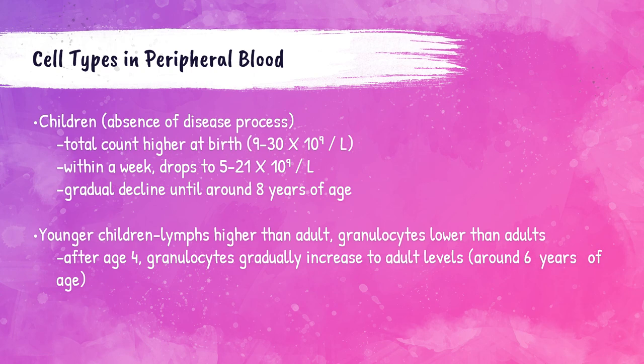liter. Now, younger children have a higher lymph count, both in relative and absolute counts, and a lower granulocyte count as well in comparison to adults. Granulocytes are those white blood cells that have granules within their cytoplasm. So these are neutrophils, eosinophils, and basophils. At around age 4, the granulocyte levels gradually increase to adult levels, reaching that at around 6 years of age.